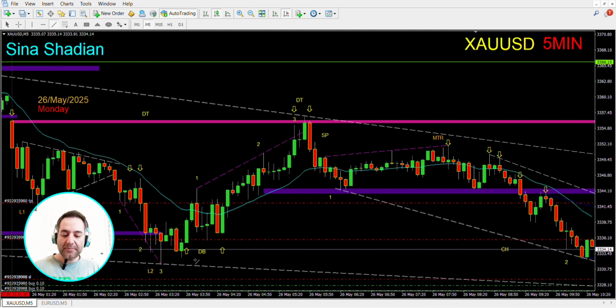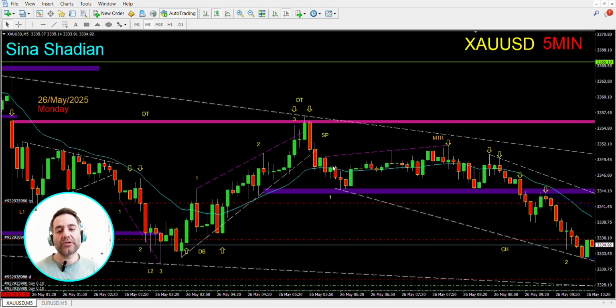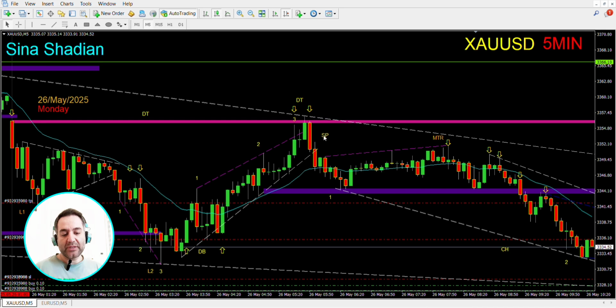And more than that, if I consider this as a trend, when the trend line breaks, which is the case here, I always look for short setups. And one of my favorite setups is always MTR, which is major trend reversal. Here, price has broken the trend line from the downside.